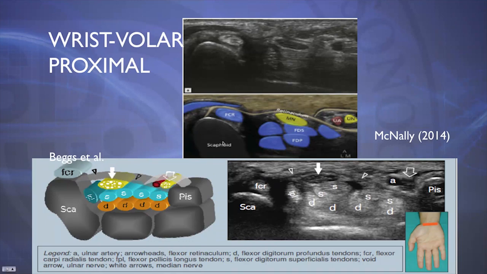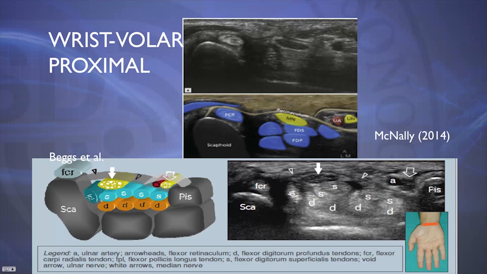And then showing this ultrasound image here as well, this is the flexor pollicis longus in the thumb, median nerve, all of our flexor tendons housed within the carpal tunnel. The flexor carpi radialis is going to be outside of that. Here's our pisiform and our ulnar nerve, also outside of the carpal tunnel.